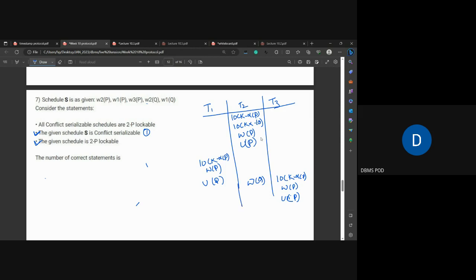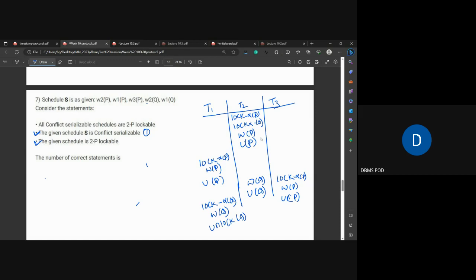Right now we have to unlock the data item Q. Then we have to again apply W1Q, so we have to lock. Lock apply on XQ. Now we have to write Q. Unlock P, unlock Q. P is already unlocked. Q is over. Okay, now T2 follow two.